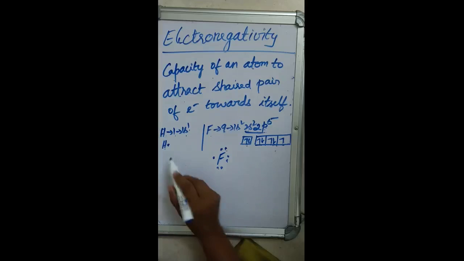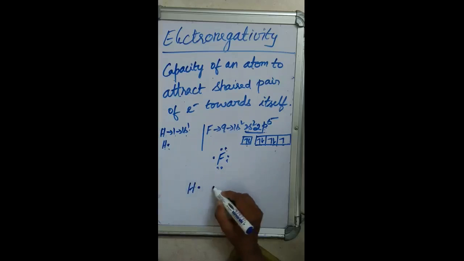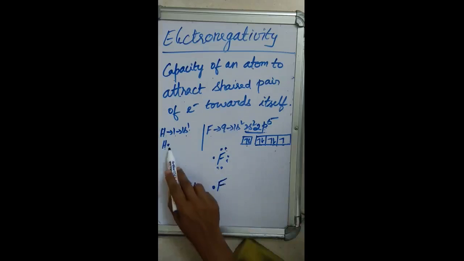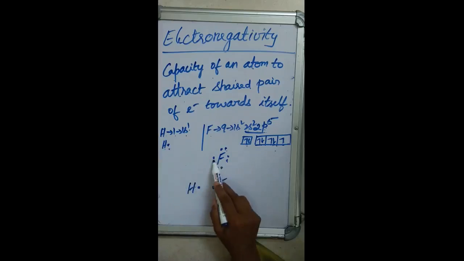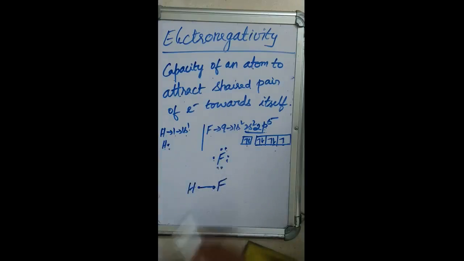Now, unpaired electrons will combine, like this. One single electron of hydrogen and 1 single electron of fluorine combine with each other to form a bond. So each end of the line contains an electron. This is a concept.